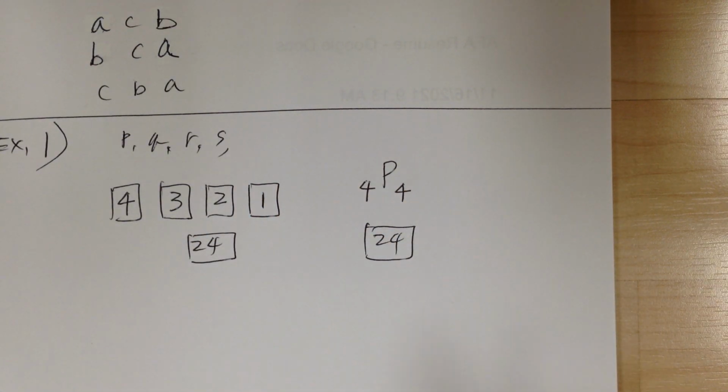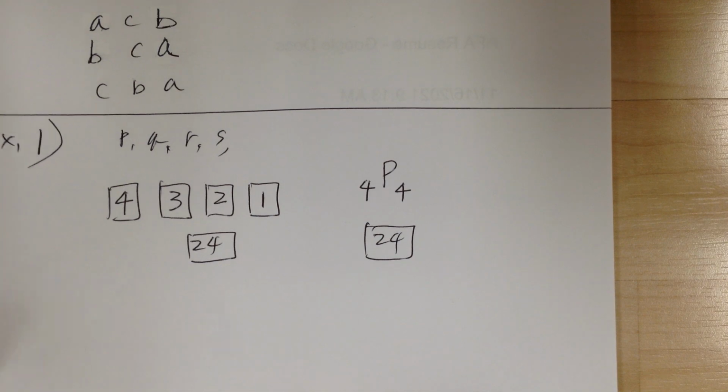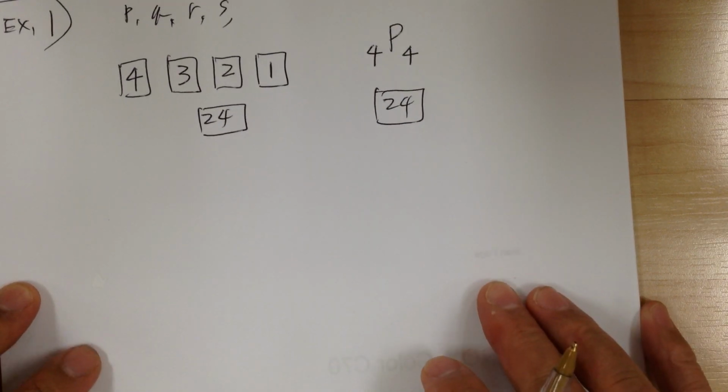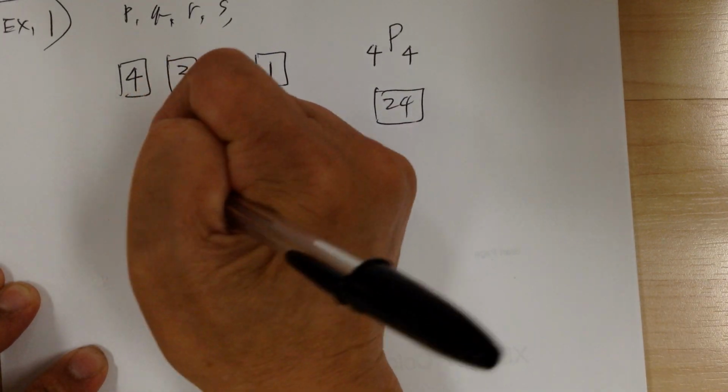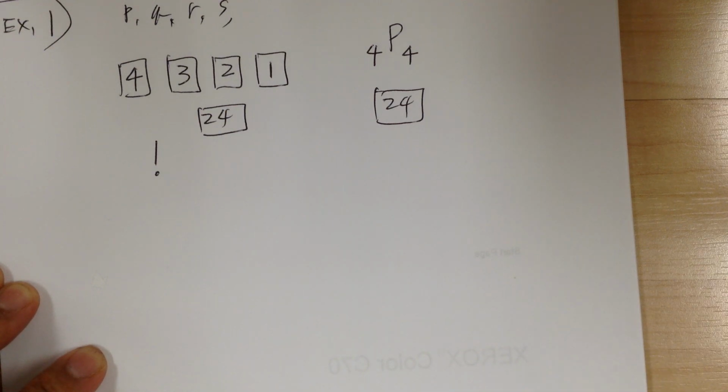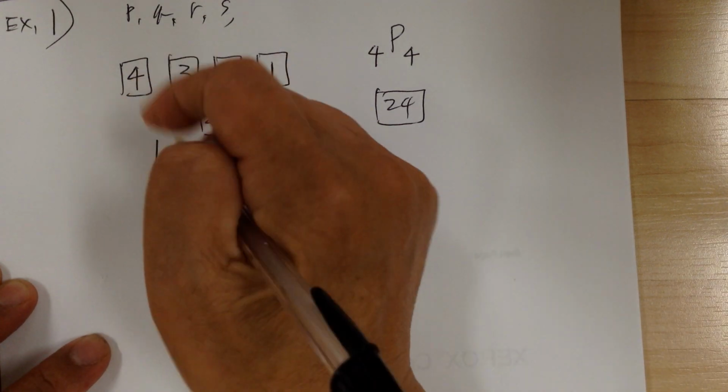Now, right below example 1, there's a notation, an exclamation mark. This is called factorial.